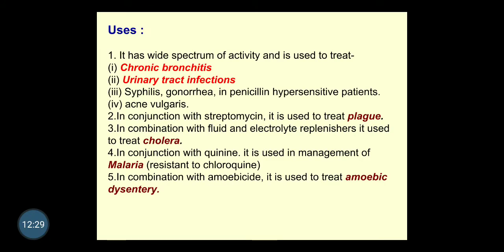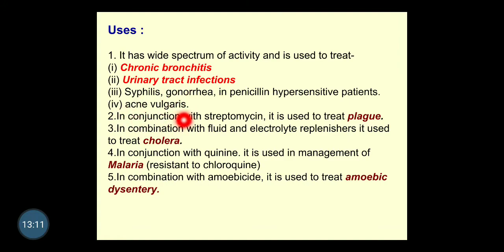Now as far as the uses of tetracycline, it has a wide spectrum of antibiotic activity, such as for the treatment of chronic bronchitis, inflammation of the bronchi due to infection, respiratory tract infection, as well as urinary tract infection. It is used in the treatment of syphilis and gonorrhea, which are actually STDs, sexually transmitted diseases, in penicillin hypersensitive patients. Wherever penicillin is not effective, or penicillin shows hypersensitivity or any adverse reaction, in that case penicillin gets replaced with this tetracycline, and it is used in the treatment of syphilis and gonorrhea.